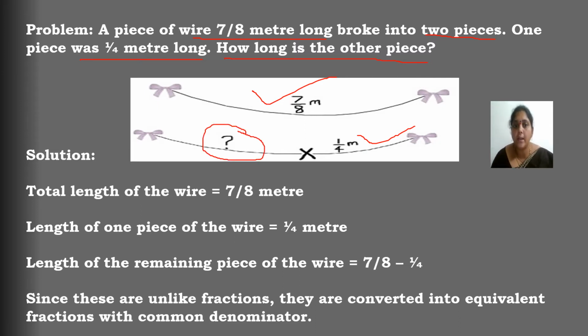Okay. Total length of the wire is 7 by 8 meters. Length of one piece of the wire is 1 by 4 meter. Length of the remaining piece of the wire is equal to total wire minus used wire, that is 7 by 8 minus 1 by 4. Since these are unlike fractions, they are converted into equivalent fractions with a common denominator. We have to take LCM now in this case.